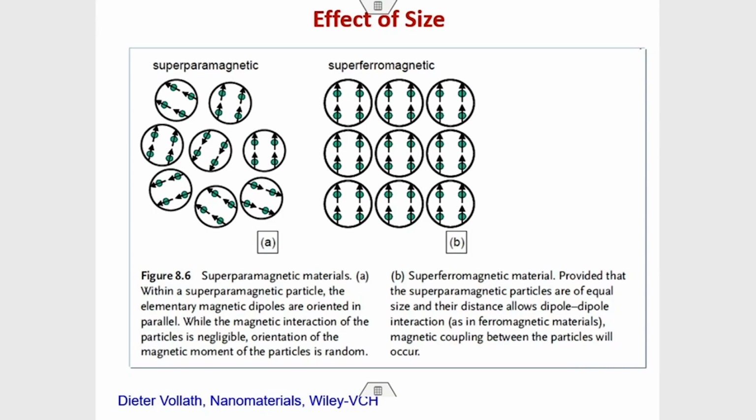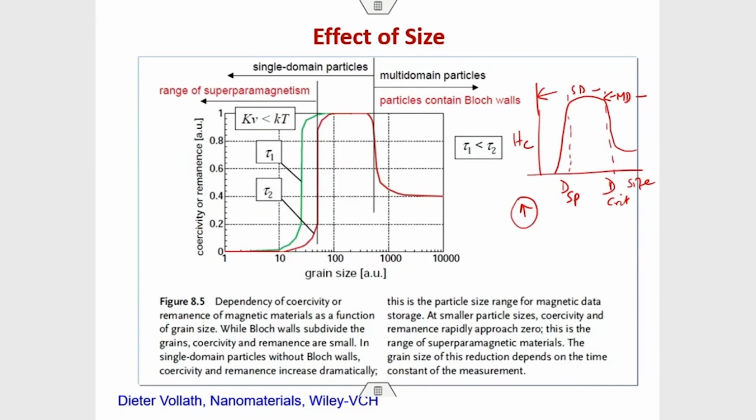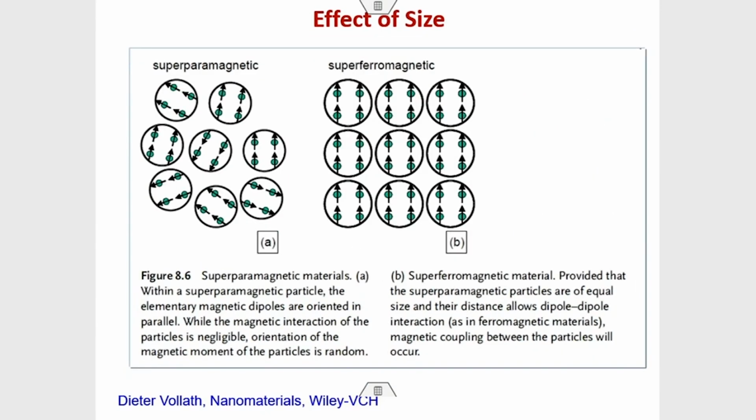On the other hand, in superferromagnetic materials, which is also possible in this domain here, the particles are of equal size and their distance allows dipole-dipole interaction. That means each of these dipoles can interact with each other and align in one direction without any randomness, and this can lead to a huge increase of remanence and coercivity. That has been observed, and superferromagnetism also has been observed. Well, that is about the recap of magnetic materials.